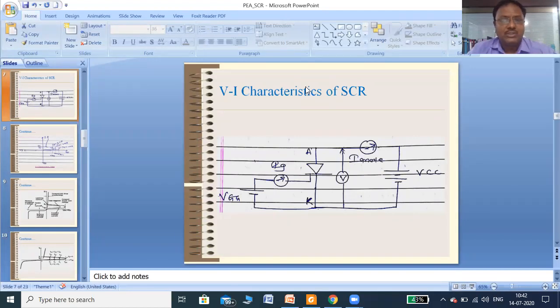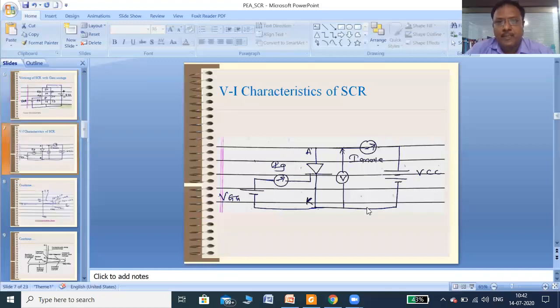Okay. So we'll start today's lecture. In the last lecture, we have seen the SCR characteristics, right? So today, whatever remaining part of that we have to learn. We will start with what we have seen in the last lecture in short, and then we will see the next one.